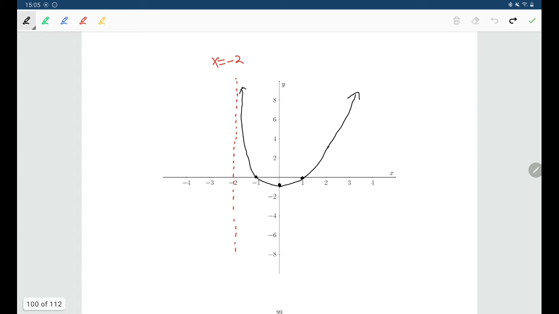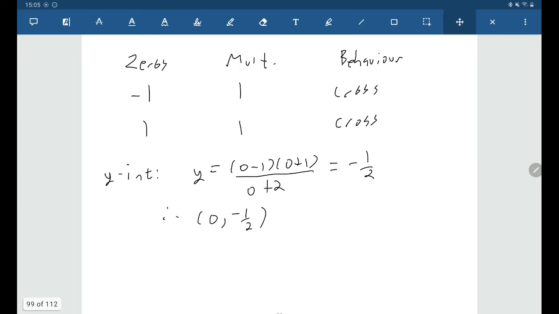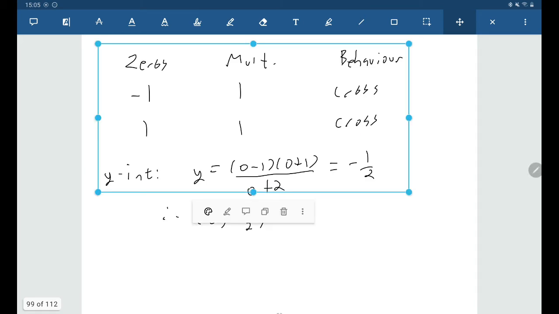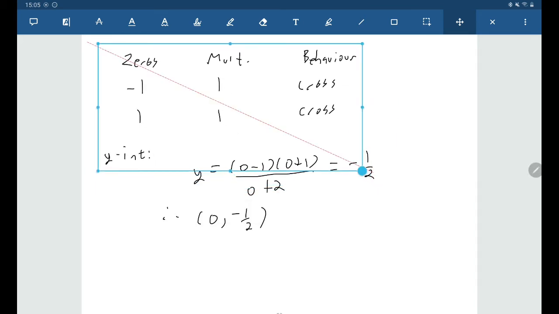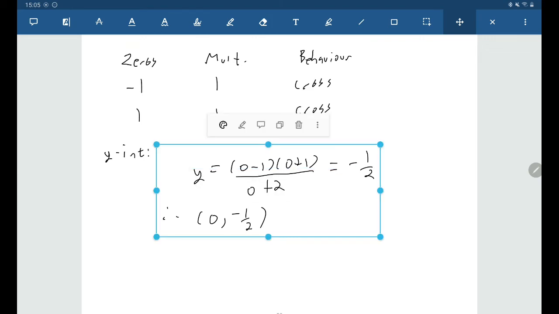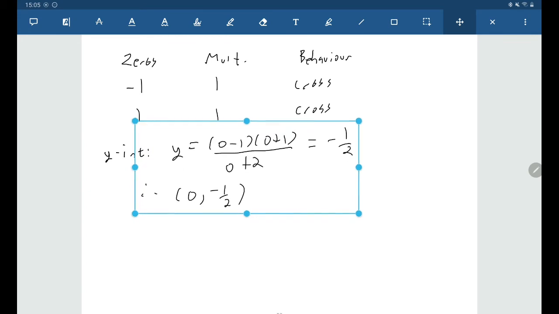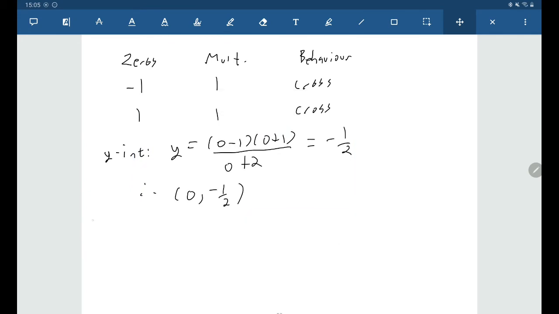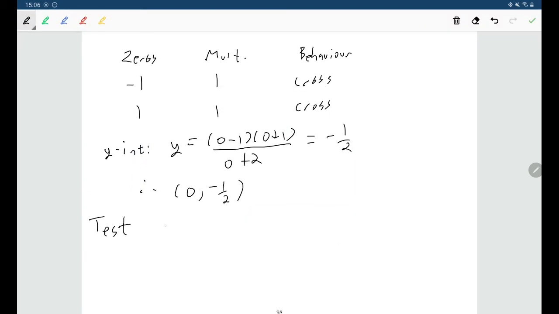So let's go back and let's find ourselves a test point. And so for me, the test point that I'm going to choose would be the point x being negative 3, my little test point that I'm going to have. I'll choose x being negative 3, and so now I can find what my y value needs to be.